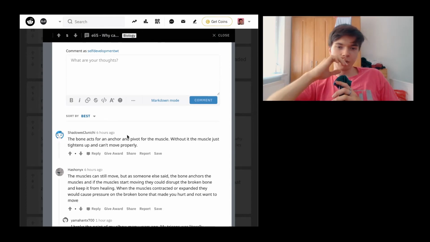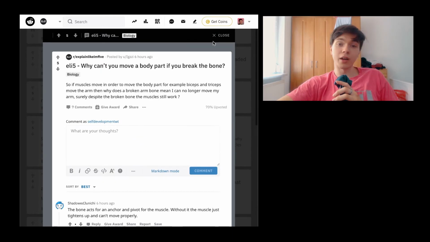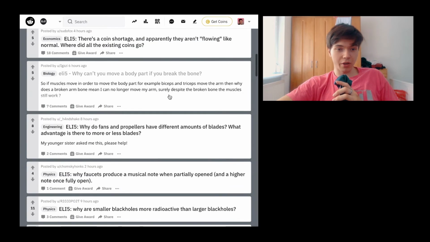The muscles can still move, but as someone else has said, the bone anchors the muscles, and if the muscles start moving, they could disrupt the broken bone and keep it from healing. When the muscles contract or expand, they would cause pressure on the broken bone that made you hurt and not want to move. I see. I think it makes sense. I think it really makes sense.